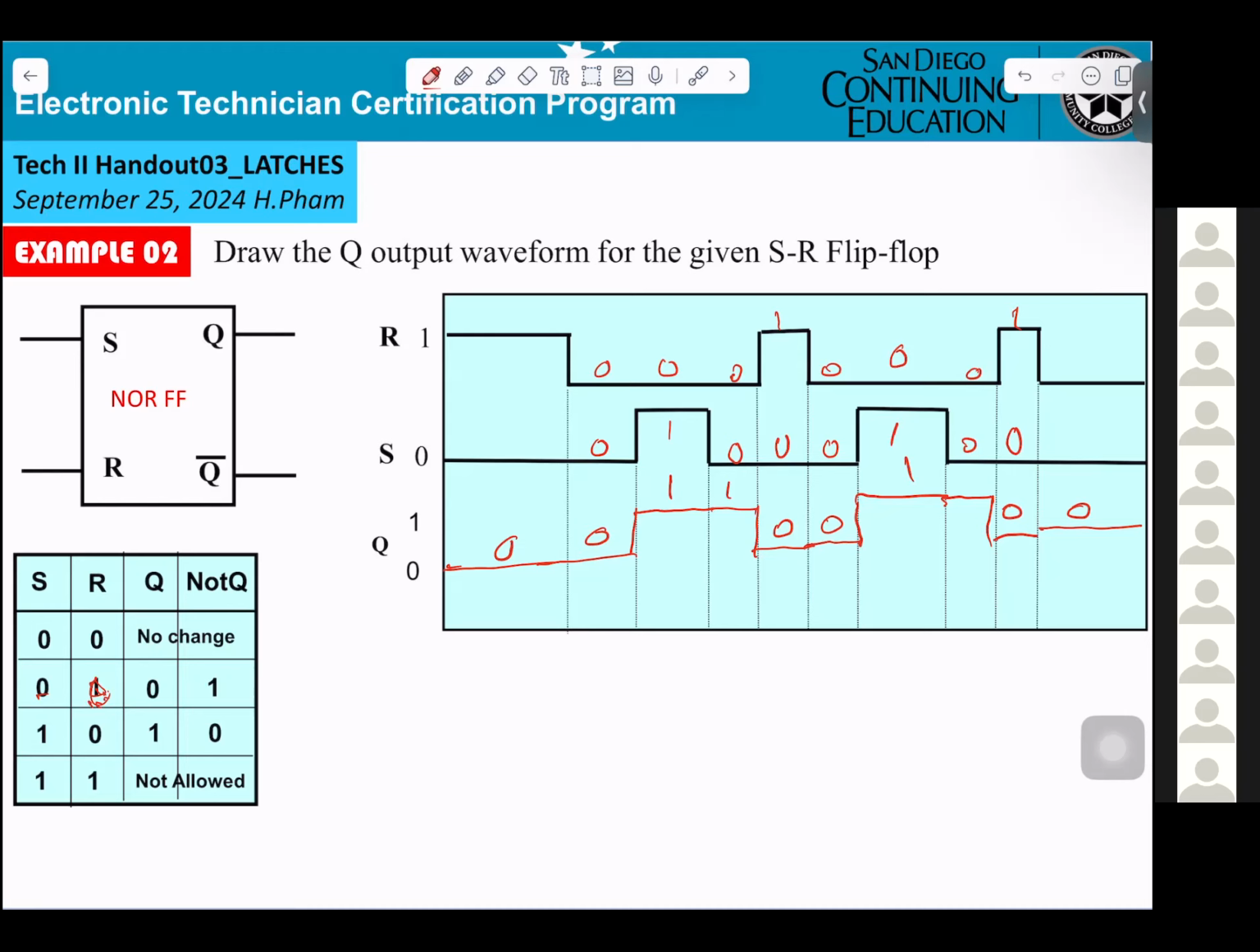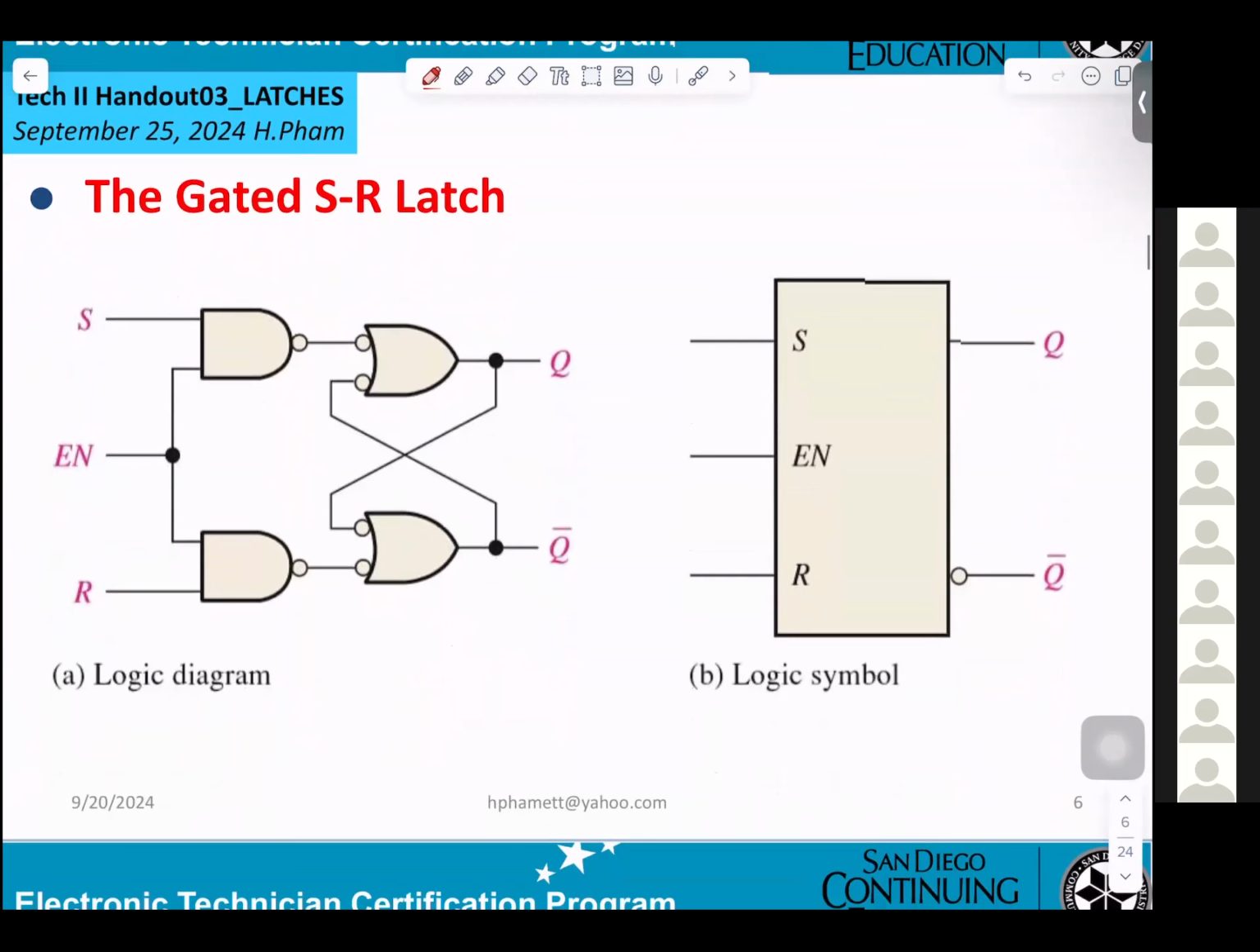They give you the symbol and you get the table. So that will tell you what Q is supposed to be or not supposed to be. Any question? Now, next one.